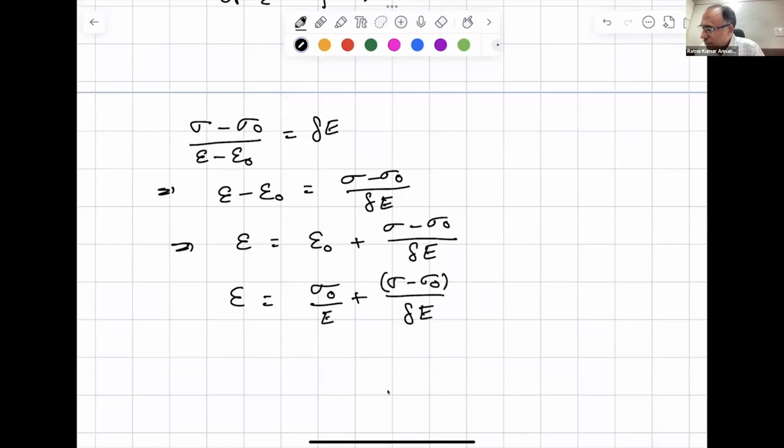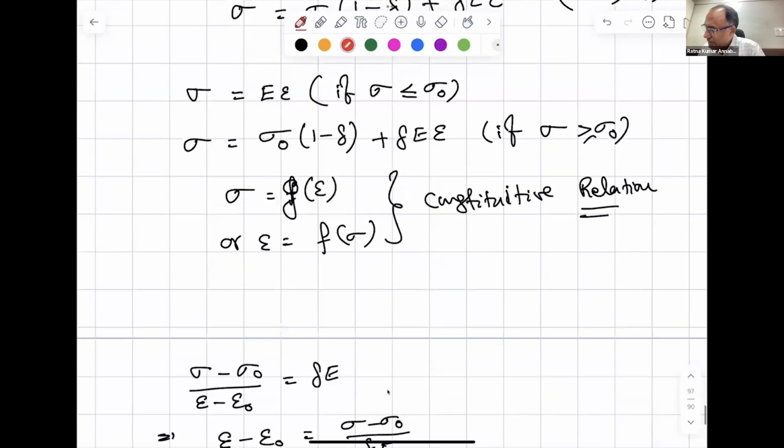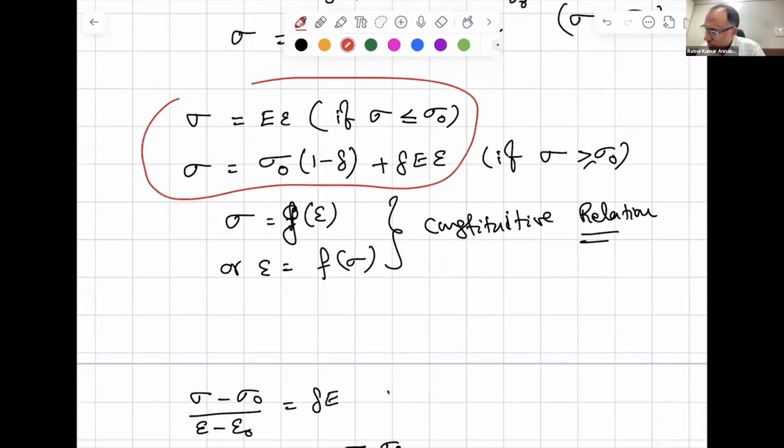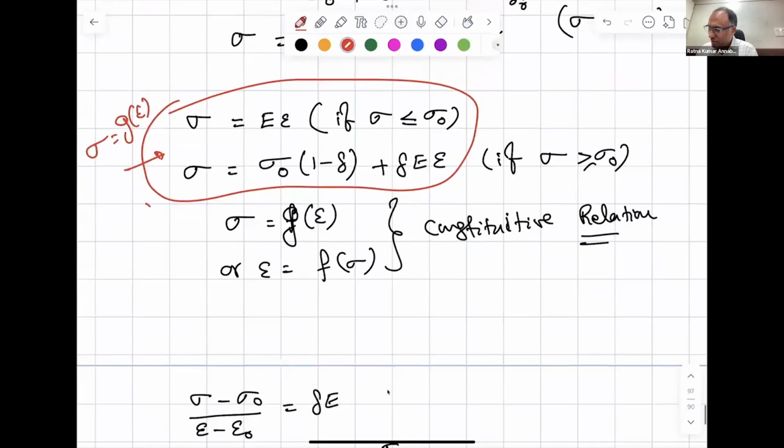Now, if you look at this equation, I am writing epsilon as a function of sigma. If you look at these two equations, then I am writing sigma as a function of epsilon. They are completely interchangeable. I think yesterday we had difficulty seeing how this equation has come about. Is that clear now?